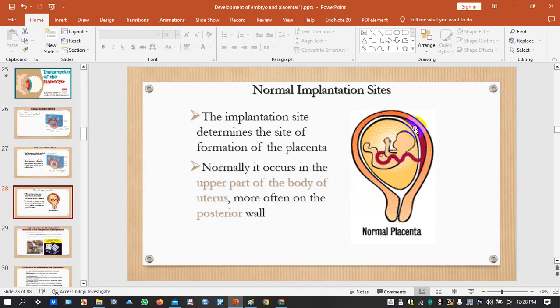So if the placenta is attached over here, then we can say that the baby or the fetus is attached at the anterior wall of the womb or the uterus. If it attached to the posterior wall, this picture shows posterior wall attachment of the uterus. So we can see the umbilical cord and the posterior wall attachment of the placenta. The umbilical cord connects the placenta to the umbilicus or the navel of the fetus.